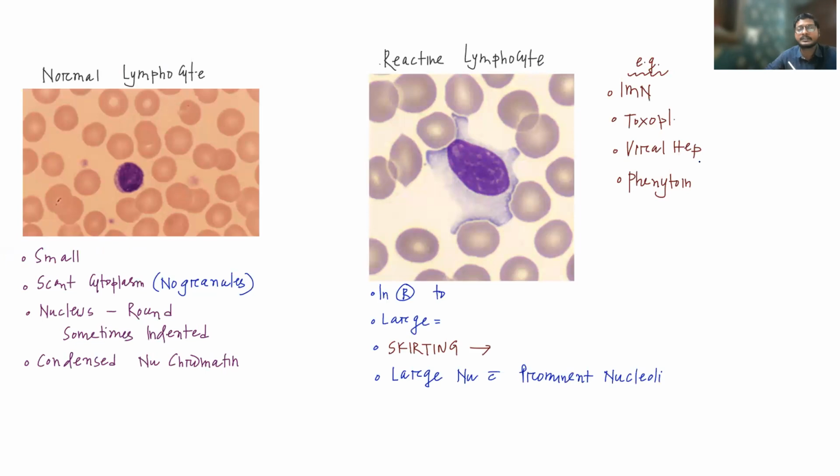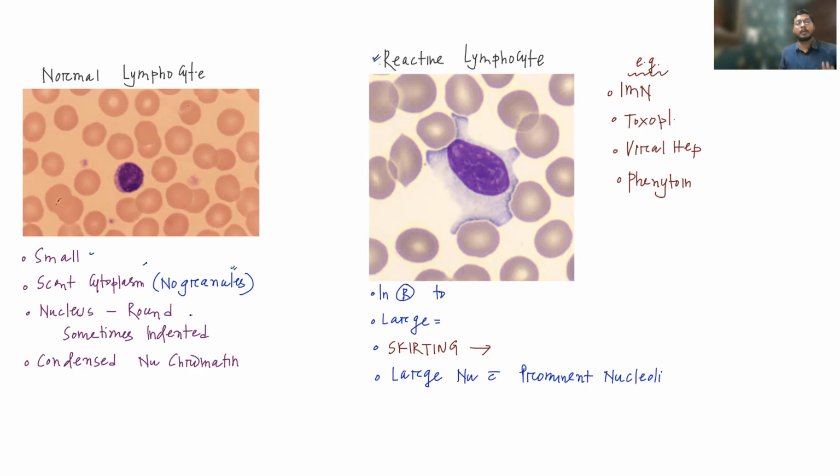Now, I have told you that in certain viral infections, especially infectious mononucleosis, you are going to find reactive lymphocytes. Now, how is a reactive lymphocyte different from the normal lymphocyte? The normal lymphocyte we have already discussed. These are small. They have scant cytoplasm, no granules in the cytoplasm. The nucleus will be round, sometimes indented. Most of the time it is a round nucleus, and these are dark staining because they have condensed nuclear chromatin.